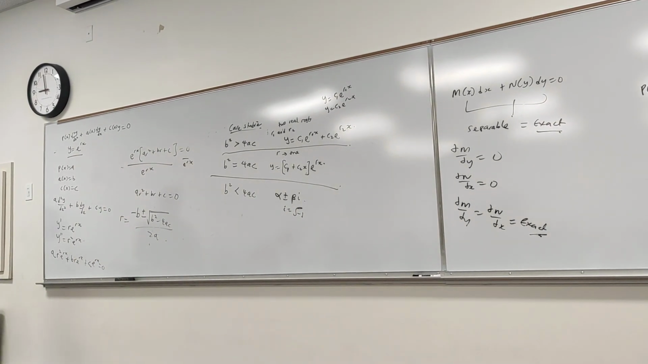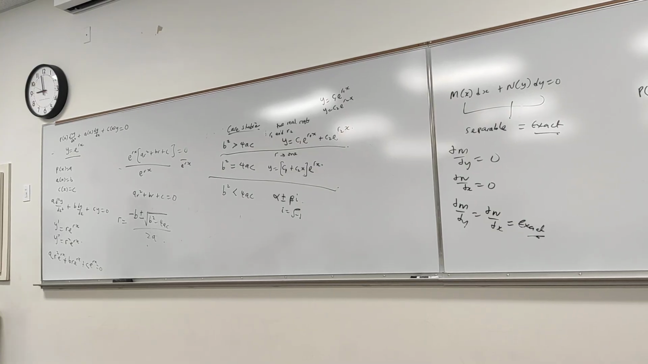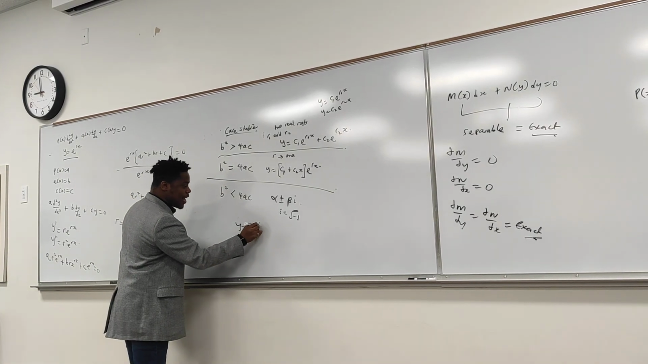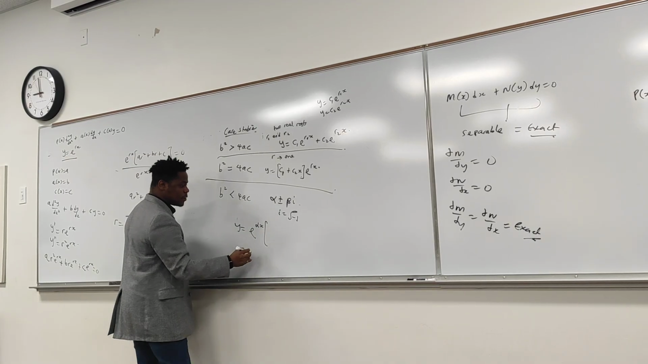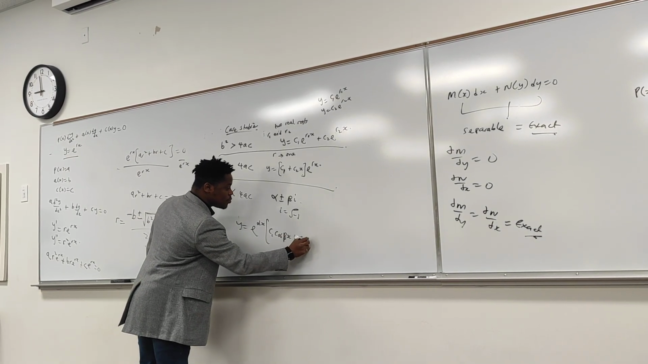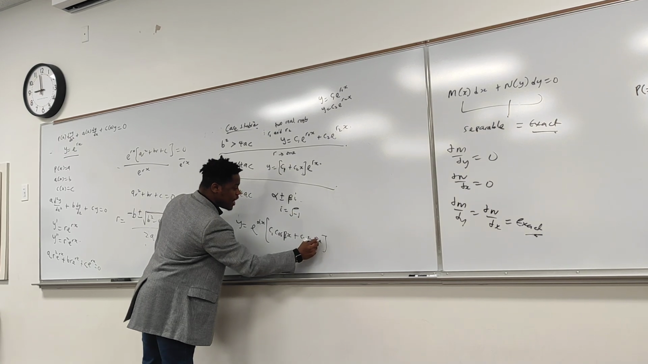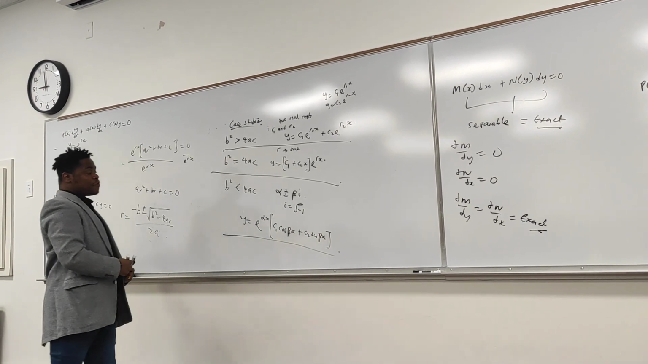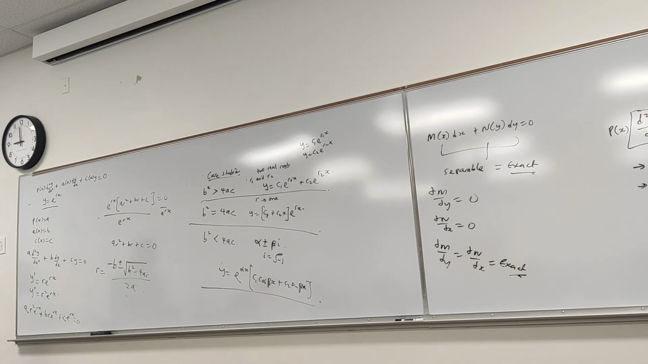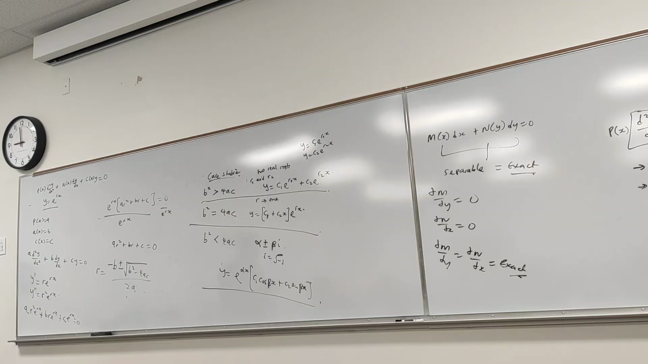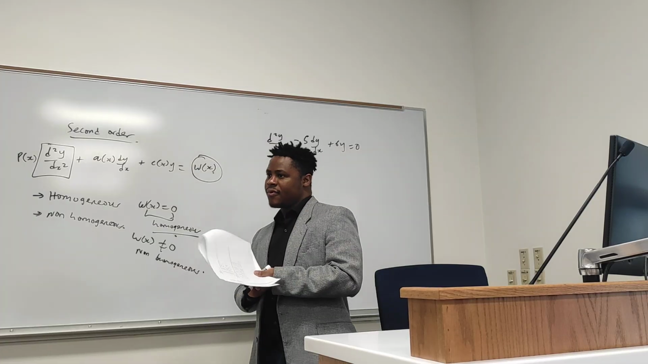So our solution would be y is exponential alpha x times c1 cos beta x plus c2 sin beta x. Second order is actually much easier than you would imagine. Let's solve a few questions, then we'll go back to how to derive these formulas. We'll derive them too. Let's go to the workbook.